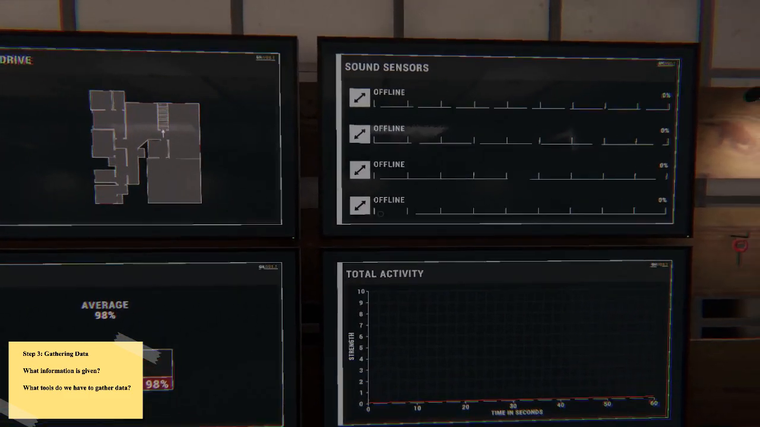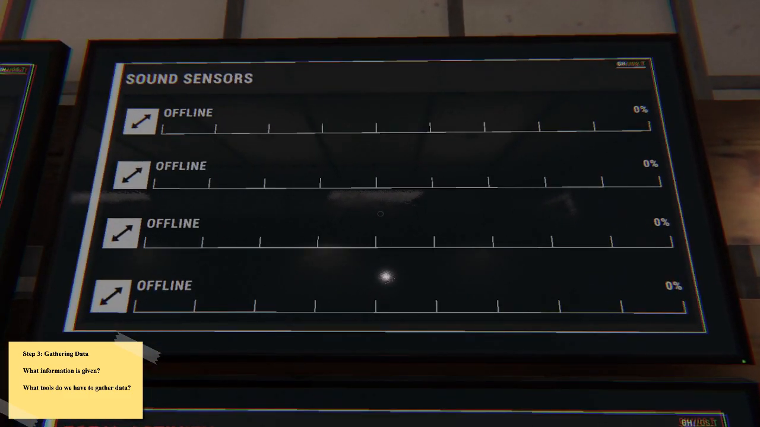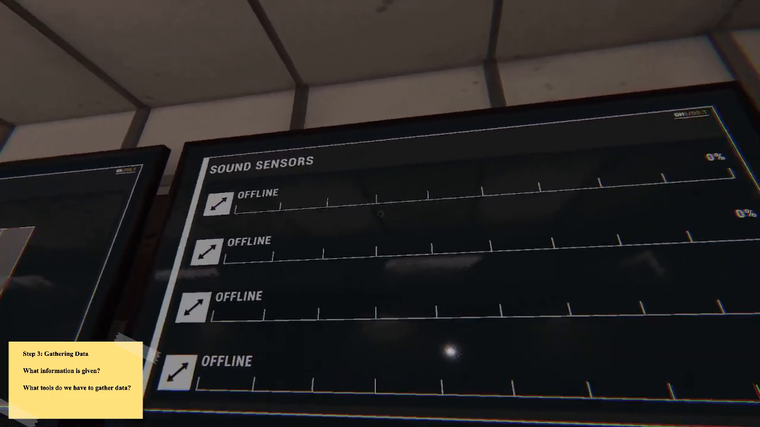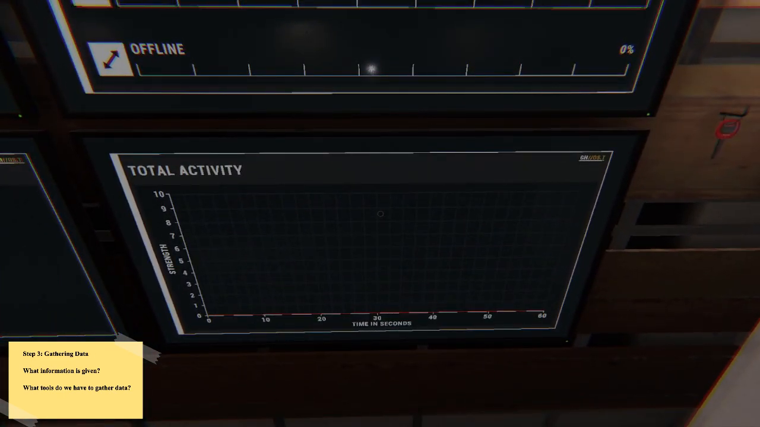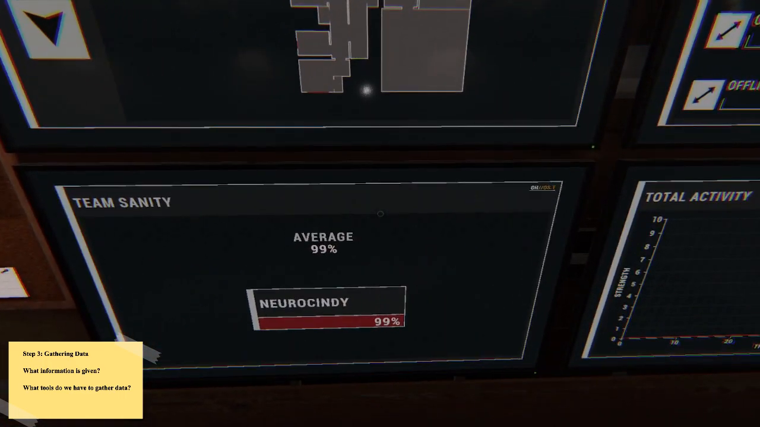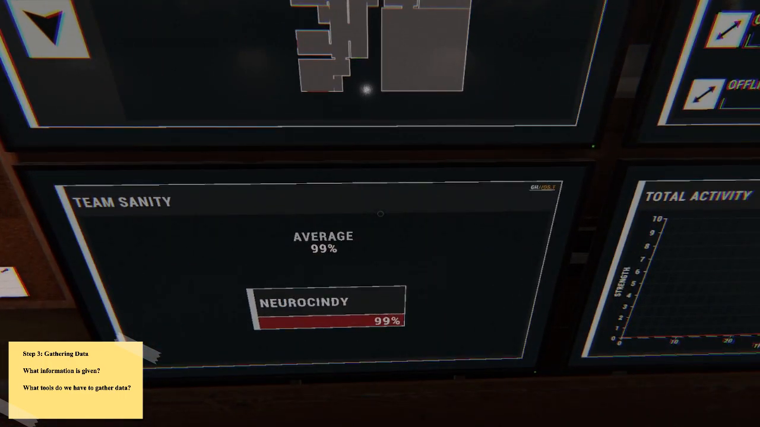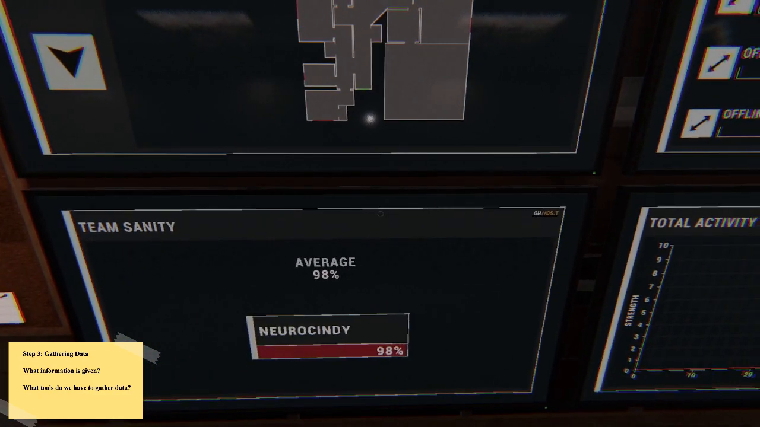Let's take a look at what we have over here. So if we place sound sensors around, when they start picking up sound, that will show on this board. Total activity shows how strong the ghost is behaving at any given point in time. Sanity is a measurement that they made up in this game that basically is almost like your health, but not exactly. When your sanity gets very low, you're more likely to be attacked by one of the ghosts.